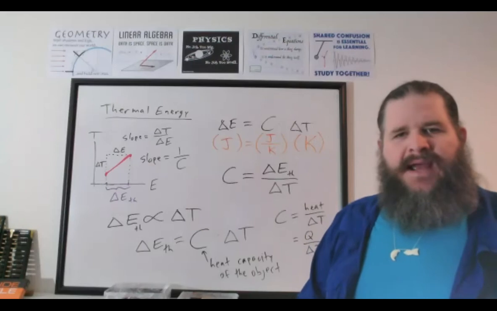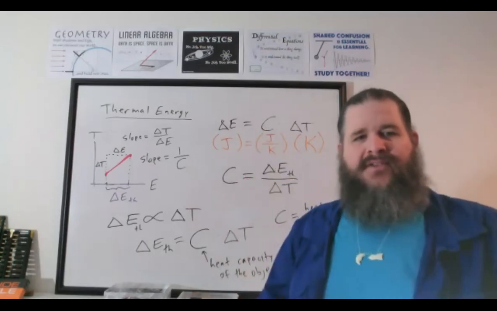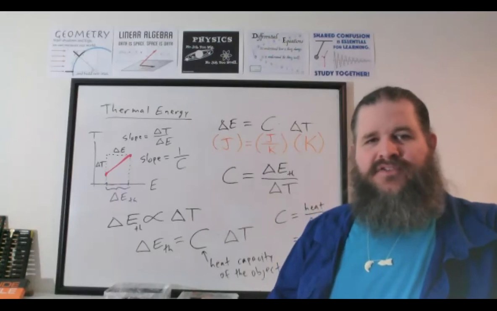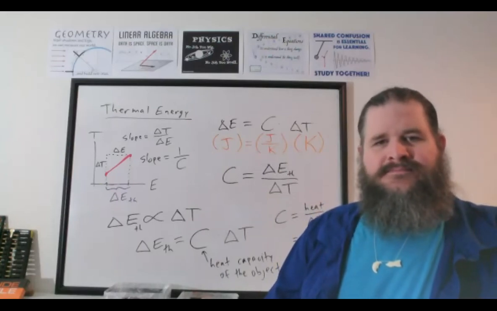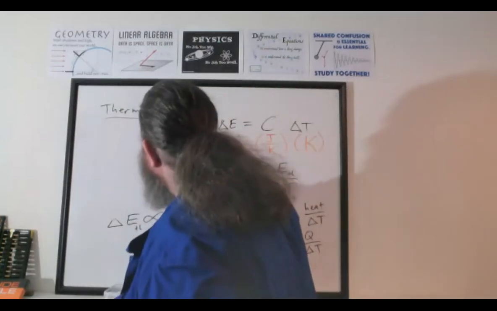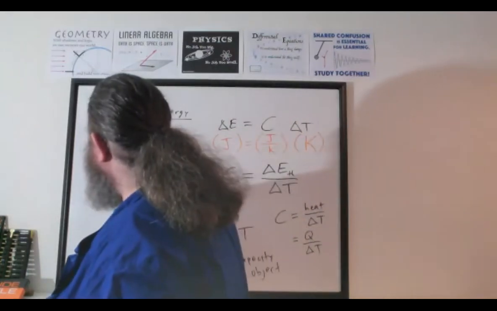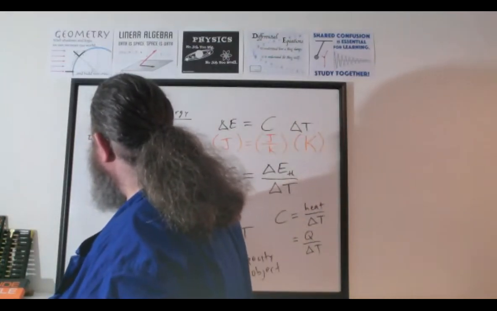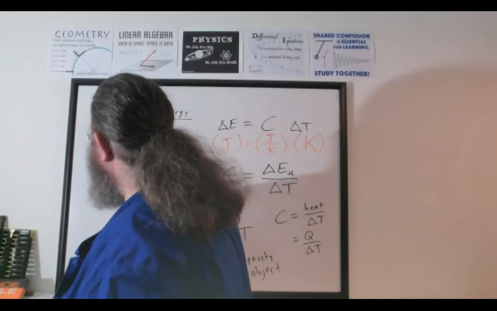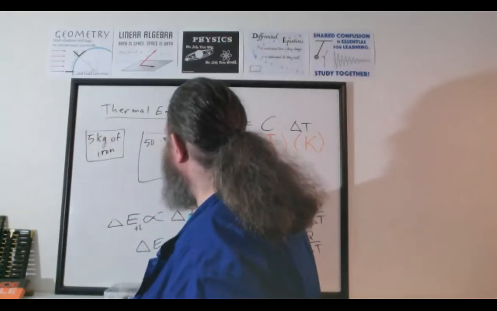And somebody mentioned mass earlier. How does mass play into this? Like if you have two objects of different masses, how would you expect that to influence their heat capacity? Like if you have, let's say, 5 kilograms of iron and you have another block that's 50 kilograms of iron.